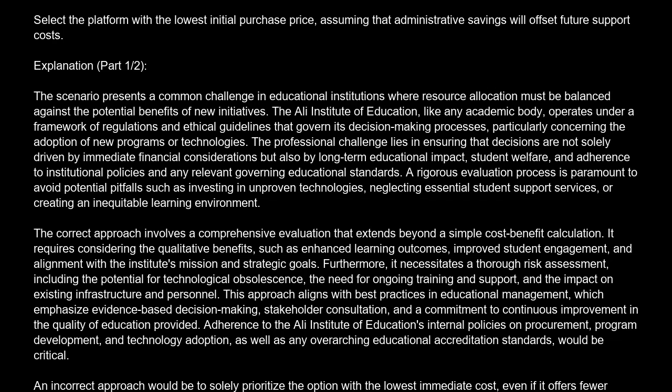Correct answer is B. Select the platform with the lowest initial purchase price, assuming that administrative savings will offset future support costs. Explanation. The scenario presents a common challenge in educational institutions where resource allocation must be balanced against the potential benefits of new initiatives.